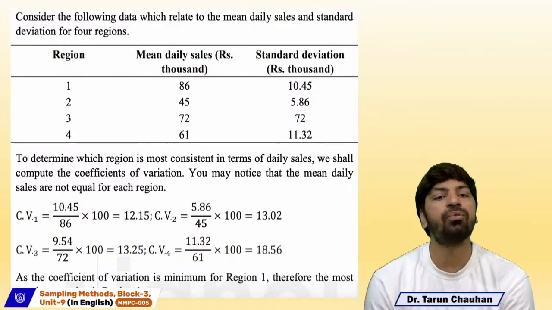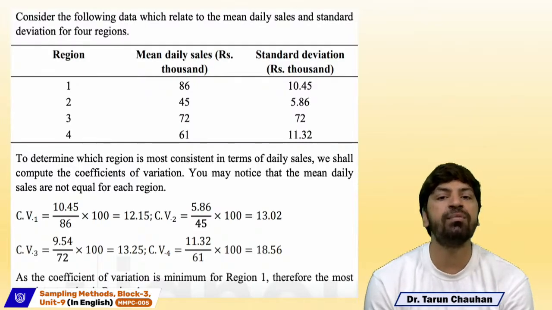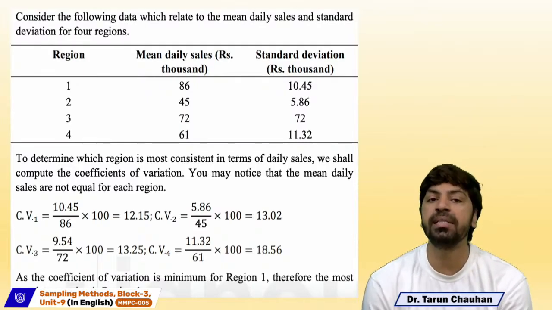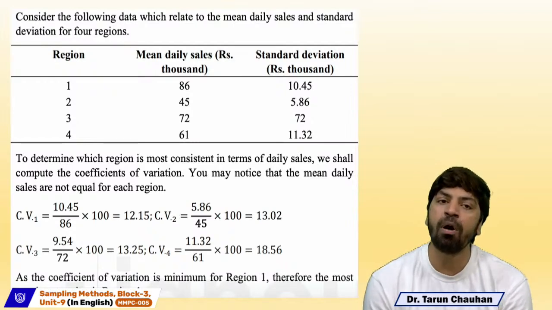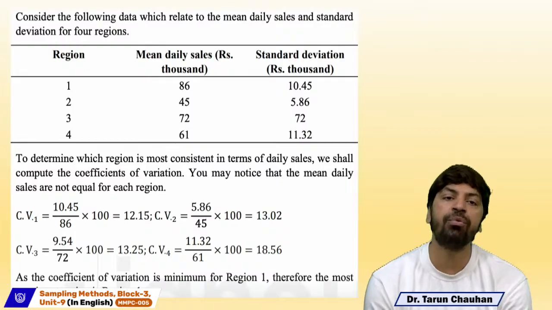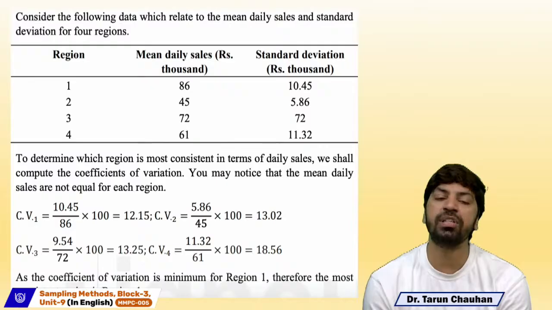So as the coefficient of variation is minimum for region 1, that means the most consistent region is region 1. That means the smaller the value, the more consistent in the case of coefficient of variation.